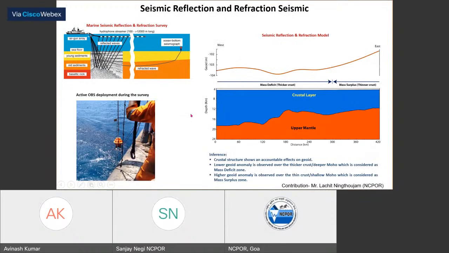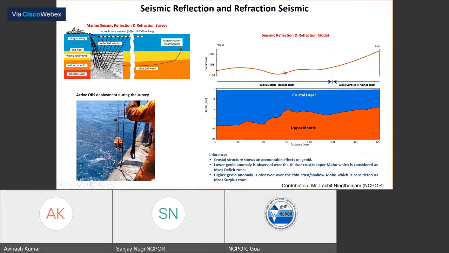By studying this data, which is from the active ocean bottom seismograph, and studying the refracted waves, the crustal model is prepared. What it exactly explains is that near the Comoran Ridge, we have the mass deficit, because of which the crust is quite thick near the Comoran Ridge. As we go away in the eastern direction, away from the Comoran Ridge, we have the thinning of the crust.